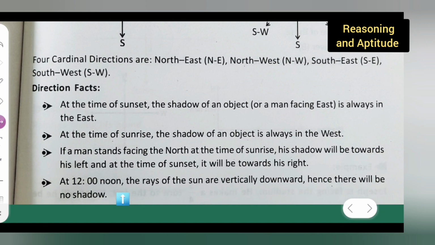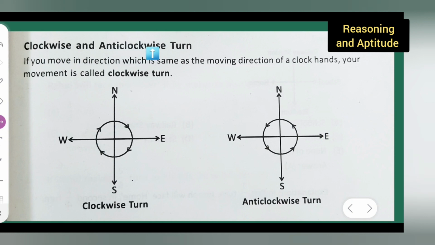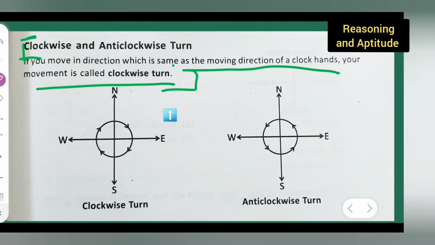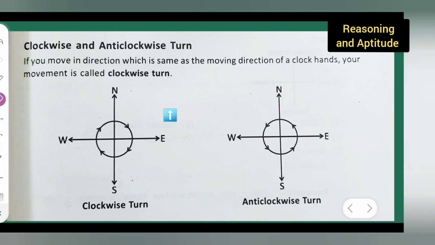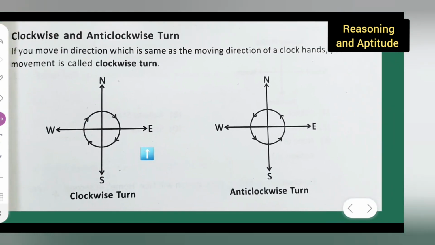Next, moving further, is clockwise and anti-clockwise turn. If you move in a direction which is the same as the moving direction of a clock hand, your movement is called clockwise turn. Try to understand this concept. Read this part: what is a clockwise turn? This will be a clockwise turn, it will go like this. For anti-clockwise it will go ulta, the opposite direction.